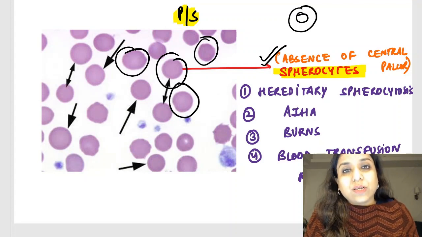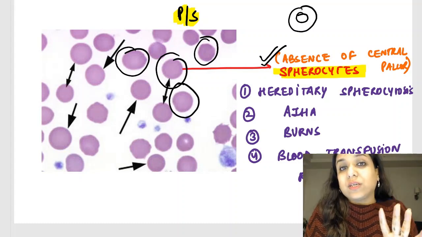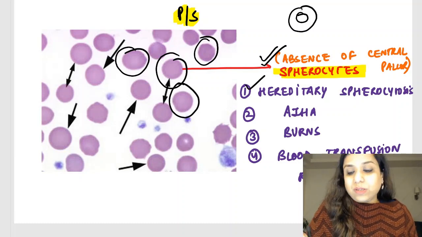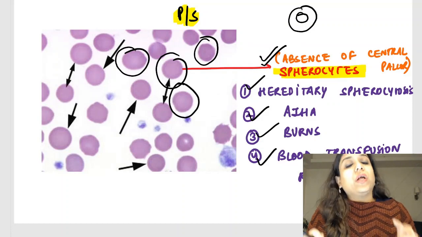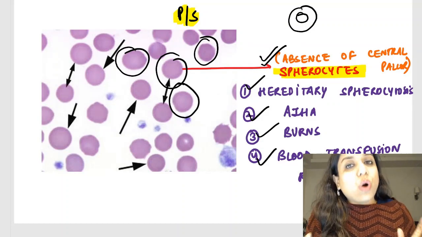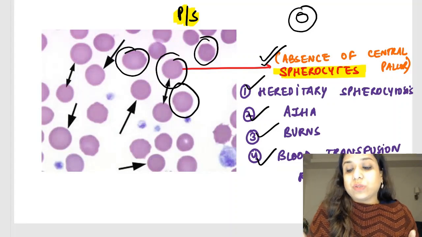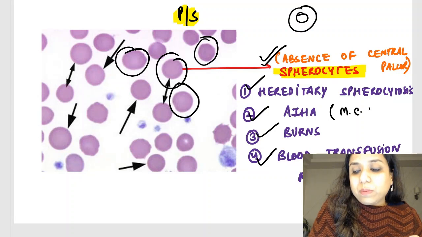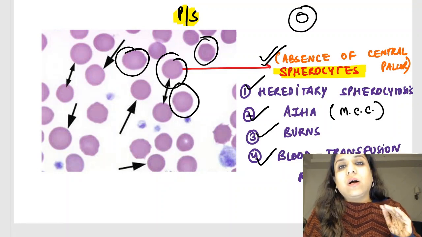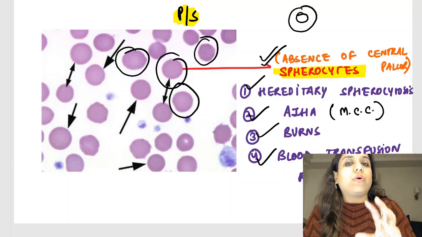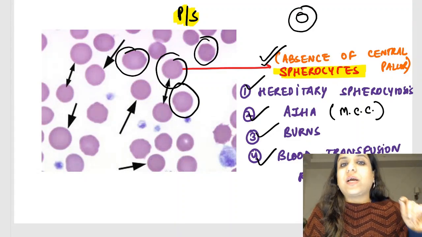Where will you see spherocytes? On a peripheral smear. So whenever I see spherocytes, I have to think of four things in the DD: hereditary spherocytosis, autoimmune hemolytic anemia, burns, and blood transfusion reaction. Now, if the examiner asks you what is the most common cause of spherocytosis on a peripheral smear, the answer is not going to be hereditary spherocytosis, but it is going to be autoimmune hemolytic anemia. Autoimmune hemolytic anemia is the most common cause of spherocytosis on a peripheral smear. Understood? The answer is not hereditary spherocytosis.